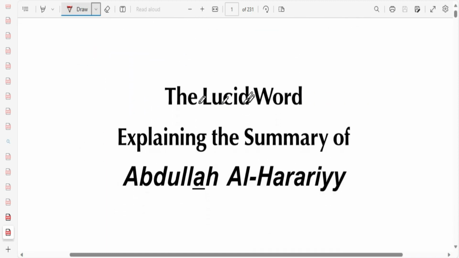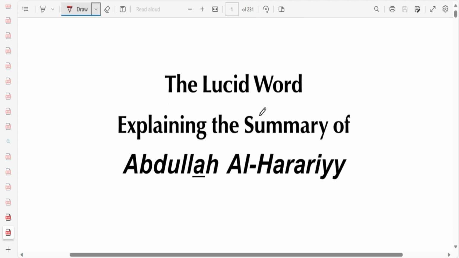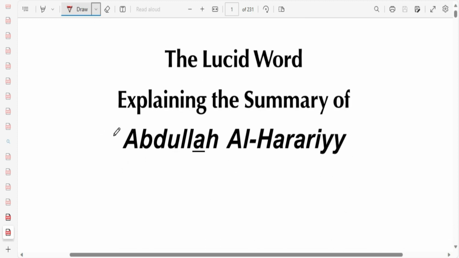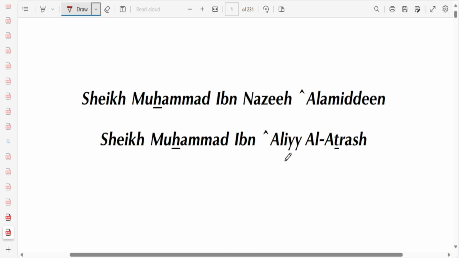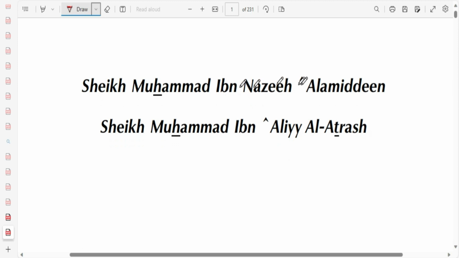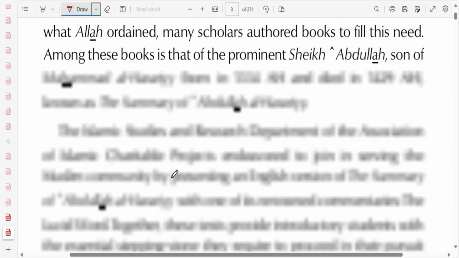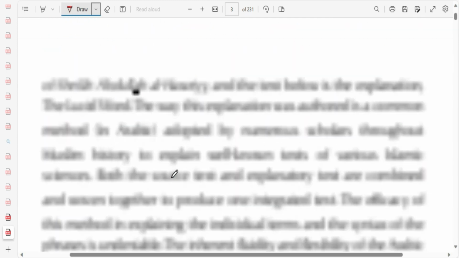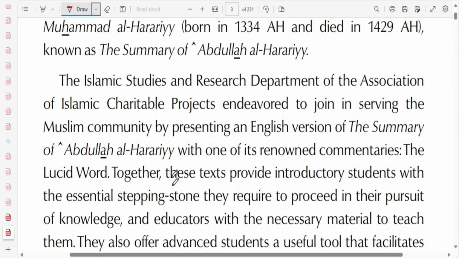So they said, the Lucid Word explaining the summary of Abdullah Al-Harari. And usually we'll have some signal there pointing to the letter ain. By Shaykh Muhammad ibn Nazih Alamuddin and Shaykh Muhammad ibn Ali Al-Atrash. I studied with both of them. May Allah have mercy on them. I took from them more than I studied with them, actually, to be honest with you.